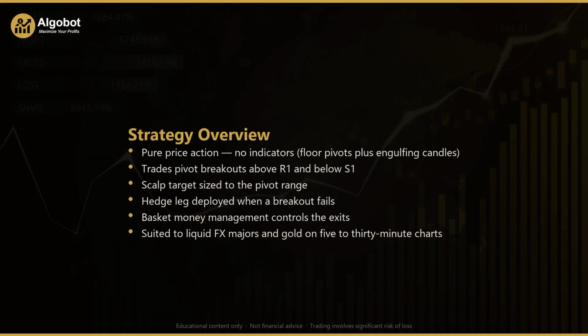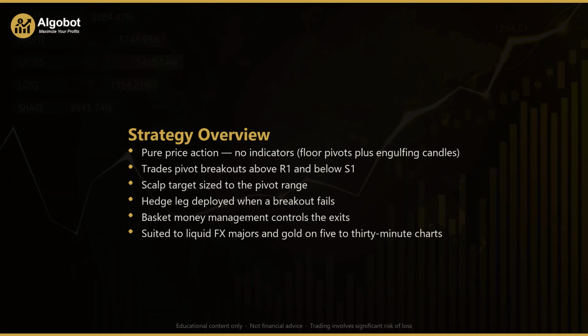Let's get started. So what exactly does this expert advisor do? At its core, Engulfing Pivot Scalp Hedge is a short-term, price action strategy. It deliberately uses no technical indicators. There are no moving averages, no relative strength index, no average true range, and no bands. Instead, it relies on two of the oldest and most widely watched tools in intraday trading: floor pivot levels and engulfing candlestick patterns. The idea behind floor pivots is that they are the reference lines that countless intraday desks mark on their charts each session.